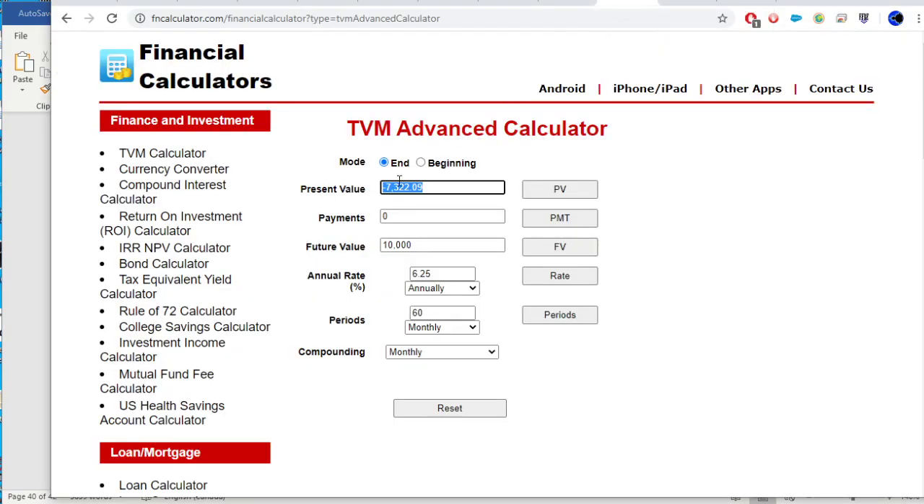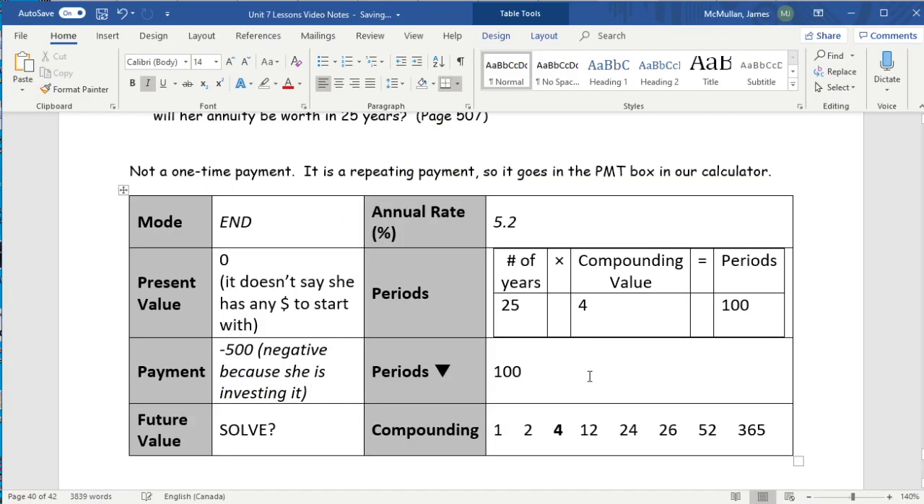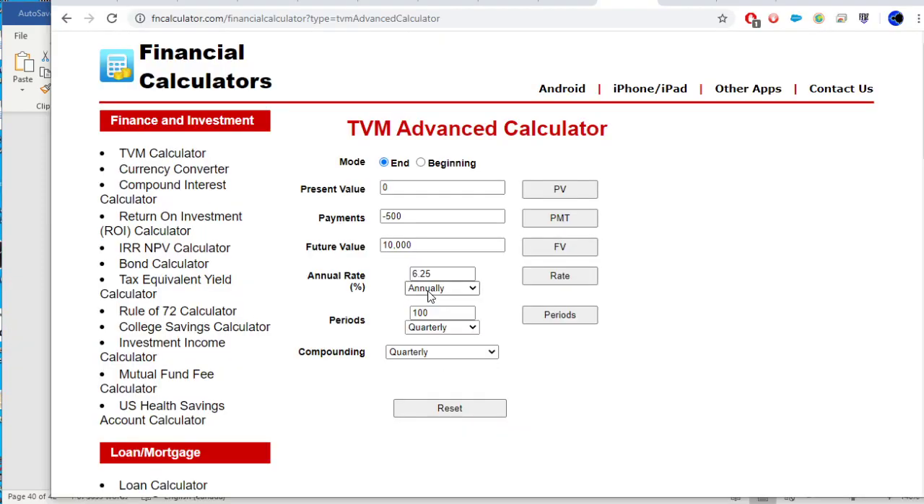Okay, so mode is set to end. Present value is 0. She has no money today. She is investing $500 every quarter for 100 quarters, or 100 periods. She's getting 5.2% as an annual interest rate, because every question is annual interest rate. And the future value is what we want to know.